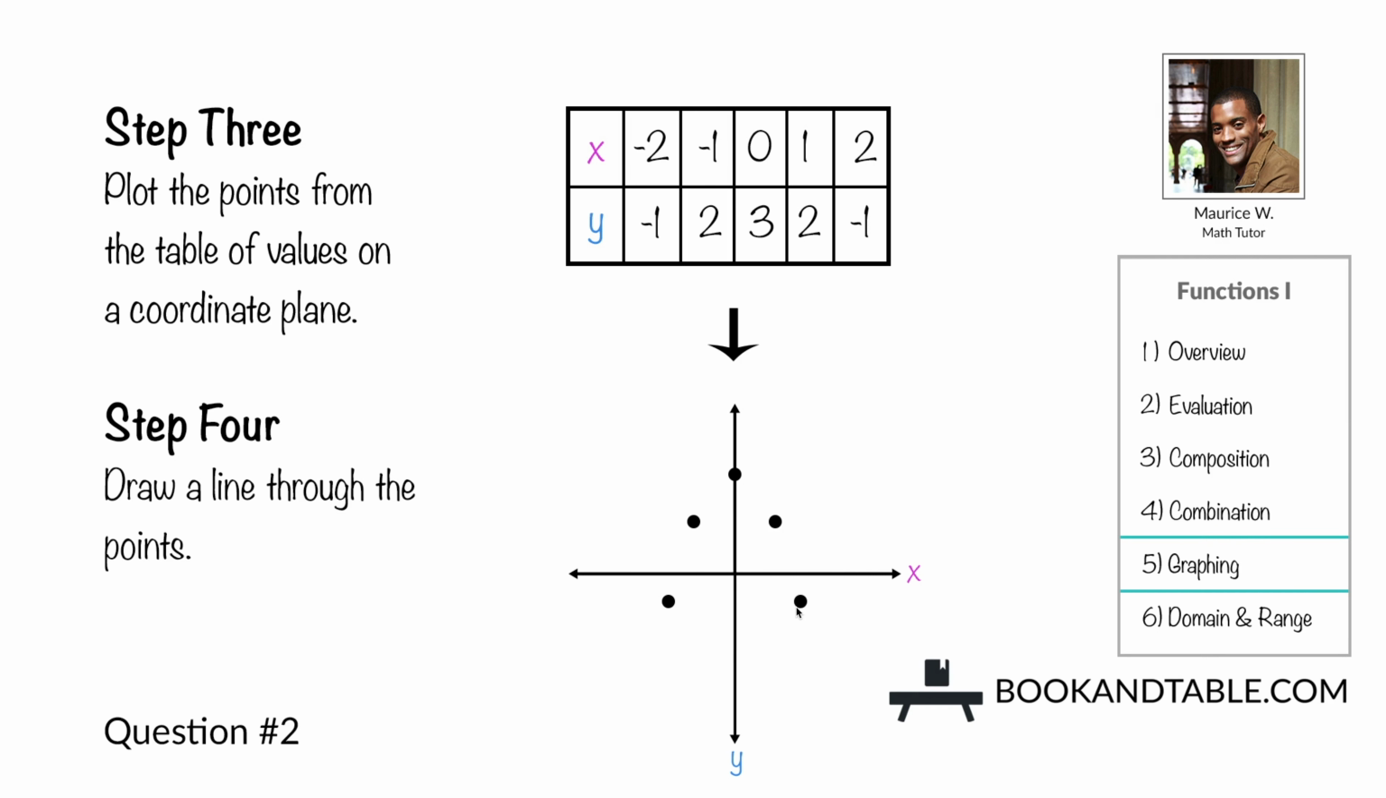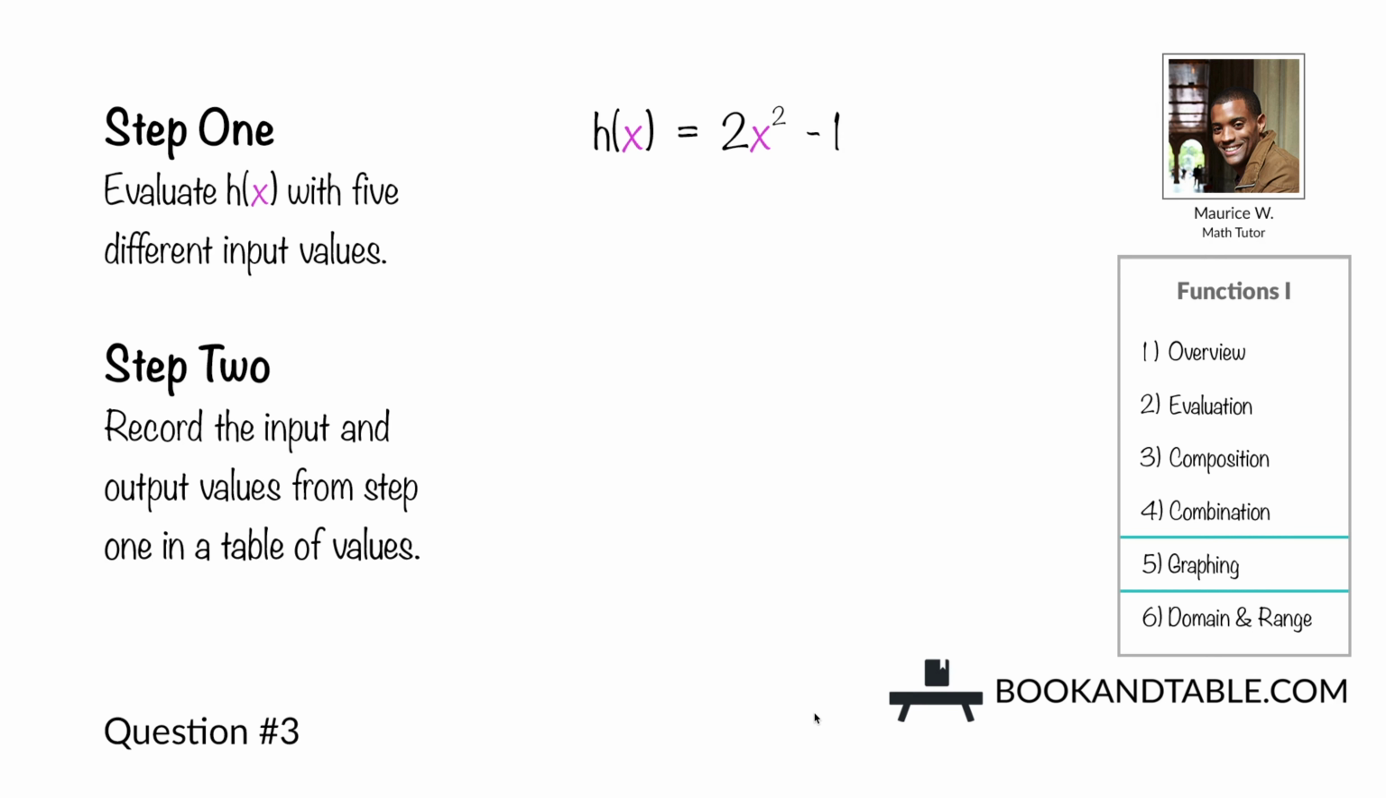And now we have the 5 points that we can use to sketch g(x). So we draw a curved line through these since we know it's quadratic. And we wind up with this sketch for g(x). So that is the answer to question number 2. Let's now have a look at question number 3.